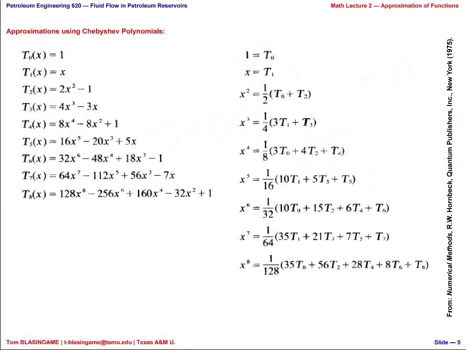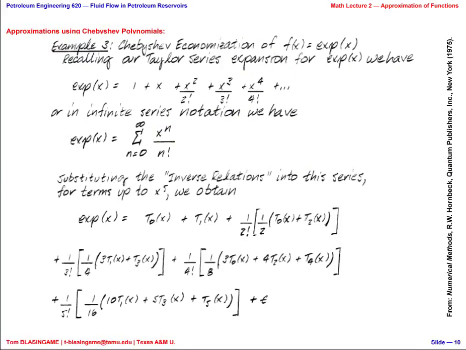I've got an example of it. And in this example, we're going to do a Chebyshev economization for EXP. We have the Taylor series, 1 plus x squared over 2 factorial, and so on. And then we have the exponential in terms of the infinite series.